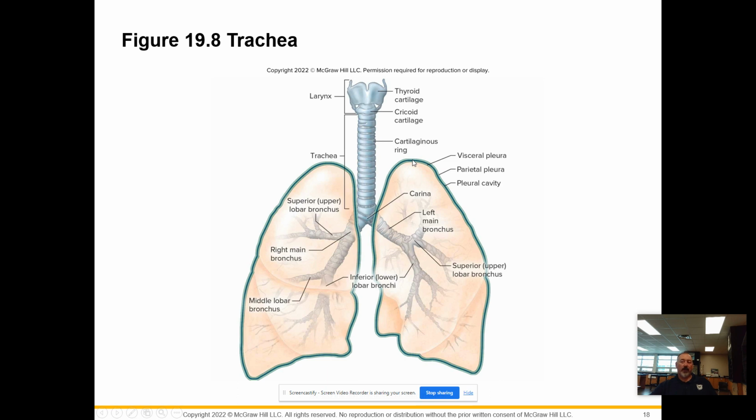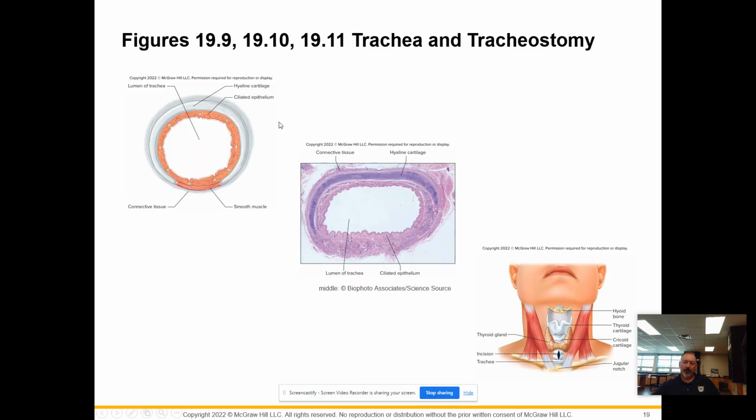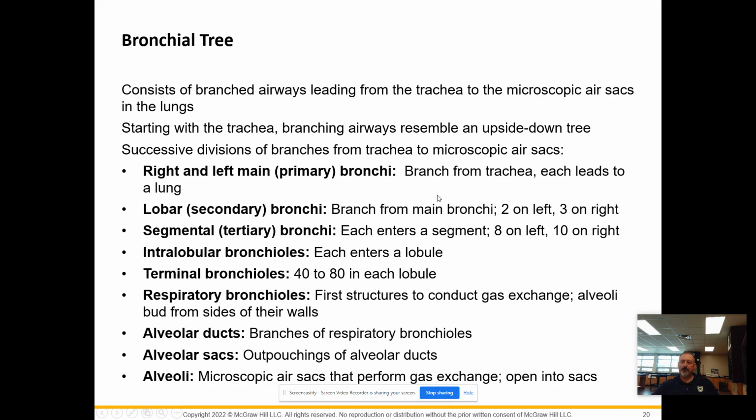Just like before, the visceral and parietal, remember my fist into the balloon touching my fist would be the visceral, kind of like saran wrap on the organ on top of it. And then on the outside of that balloon that's still continuous would be the parietal, and the area between would be the pleural cavity. This is showing a cross section, showing the hyaline cartilage that's there of that trachea.